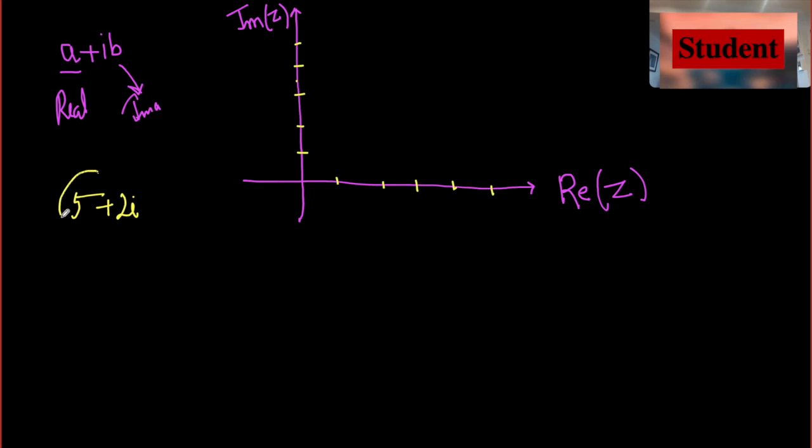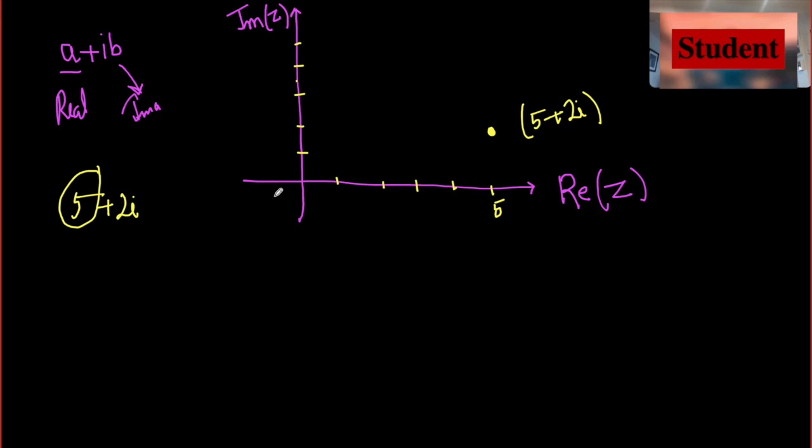Now I want to plot this on the Argand diagram. So what is the real part? 5. So I will go to the 5. And what is the imaginary part? 2. So this point will demonstrate your complex number, 5 plus 2i. Generally in the coordinate axis we write x comma y. Here you just write 5 plus 2i, which means 5 is the real part and 2 is the imaginary part.